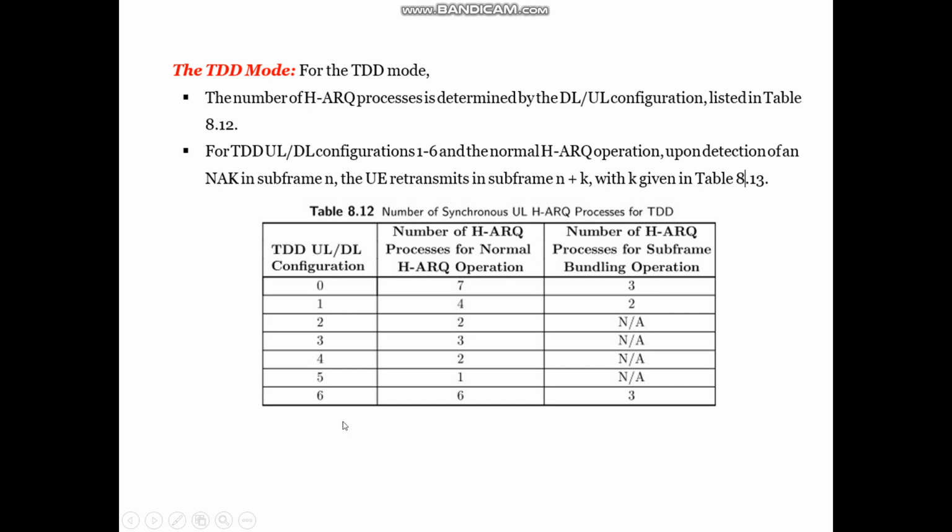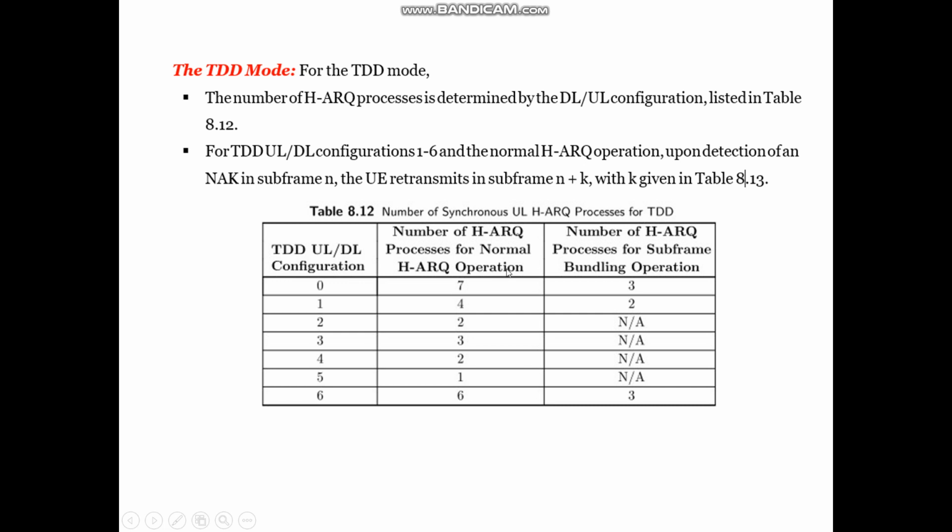And for the 6th configuration there are 3 HARQ processes for subframe bundling operation, while the number of HARQ processes for normal HARQ operation are likewise 2 for the second one, 3 for the third one, 2 for the fourth one, 1 for the fifth one, and 6 for the sixth one.